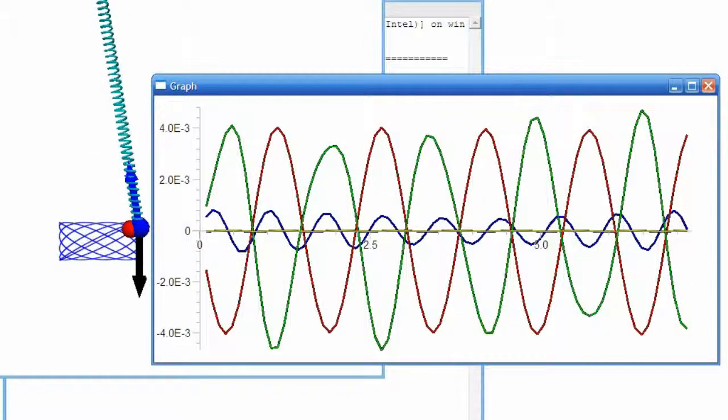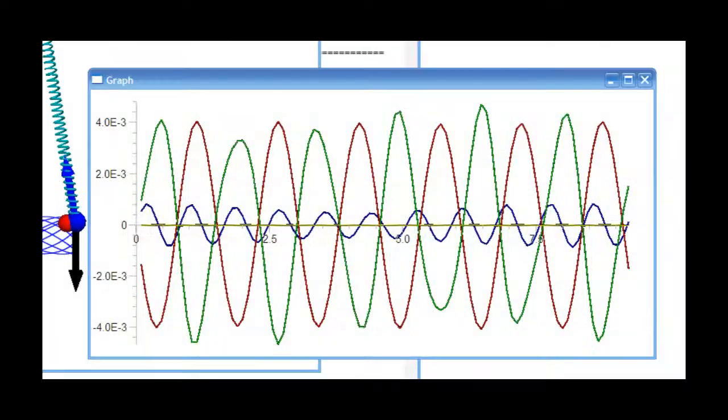From the graph we can conclude that the energy principle is satisfied, since the total energy given by the yellow line, which is the sum of these energies, is always a constant.